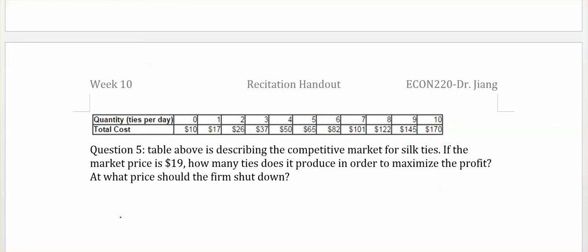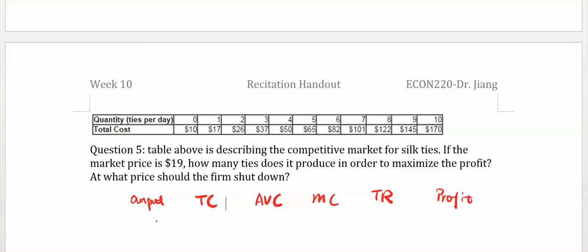In order to efficiently answer this question, it's better to create a table as what you've seen before, showing the relationship among output, cost, and revenue profit. So let's start to create our own table. First, let's label the first column as output. And the second column is our total cost. And the third column, we try to calculate the average variable cost. And the fourth column, marginal cost. And fifth column is our total revenue. And we know the total revenue minus total cost, and we'll get the profit.